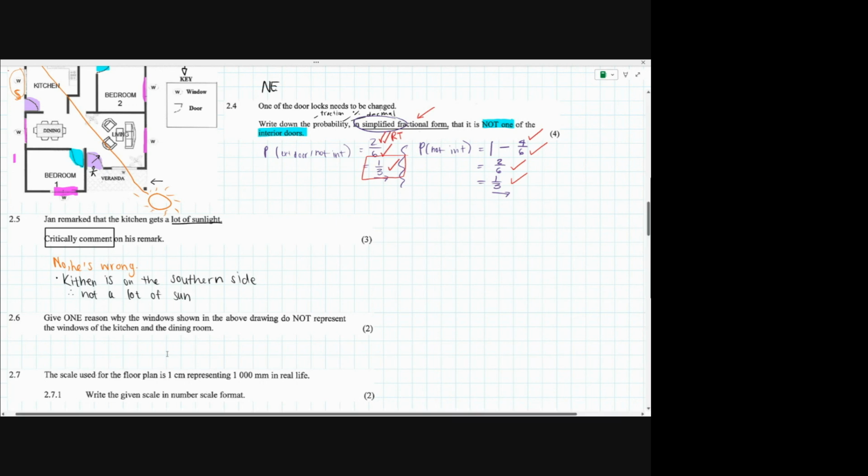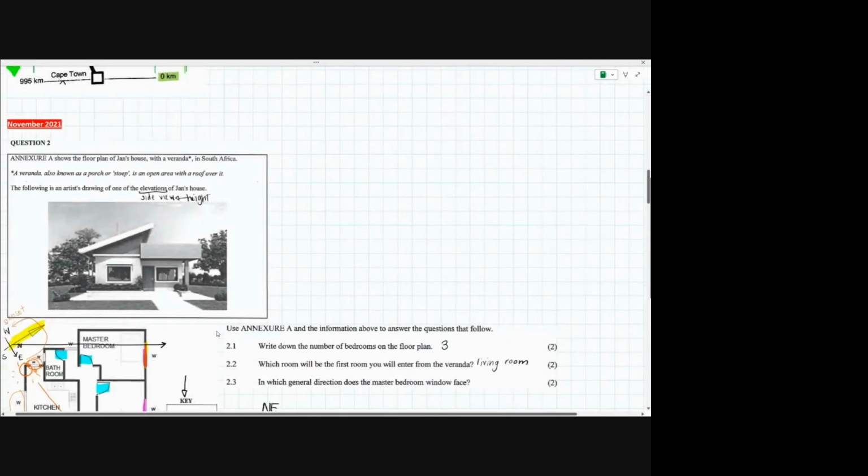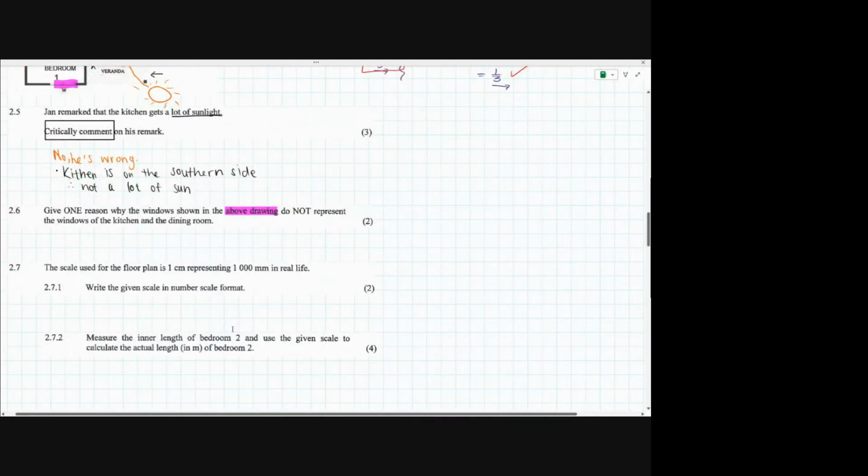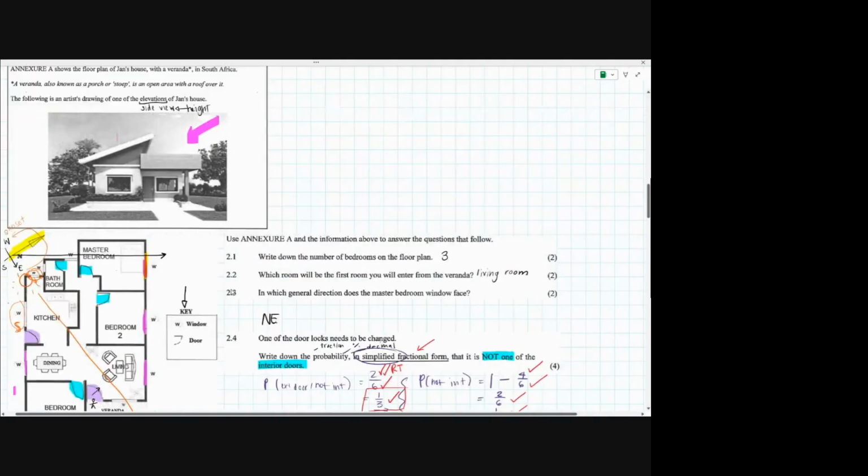Okay. So this is where it helps to read your question with understanding. It says in the above drawing, not the above plan. Okay, so above drawing. Here's the above drawing. What a nincompoop I am. Okay, so drawing. Let's read it again. Give one reason why the windows shown on the above drawing do not represent the windows of the kitchen and the dining room.